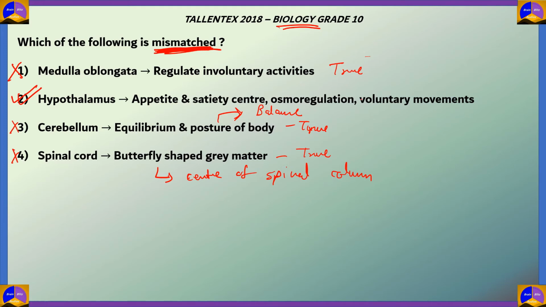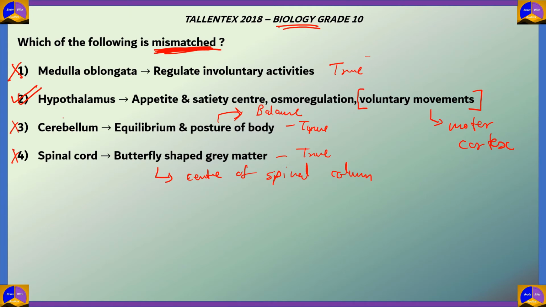Now why is this option mismatched? Now this option is mismatched because the function that is voluntary movements is not under the control of the hypothalamus. It's under the control of the motor cortex. So that means the functions of the hypothalamus here are listed incorrectly, because voluntary movements occur in the motor cortex. So option 2 is the mismatched option, which makes it correct.